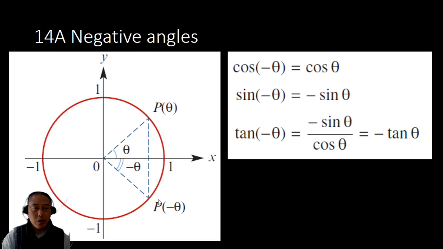Negative angle, so it's related to the fourth quadrant. In the fourth quadrant you have 2 pi minus theta. We remove the 2 pi and we have cos of negative theta equal to cos theta, so it's an even function. Sine of a negative is negative, so it's an odd function, and tangent being the ratio of the two is going to be odd as well. There's going to be a negative here.